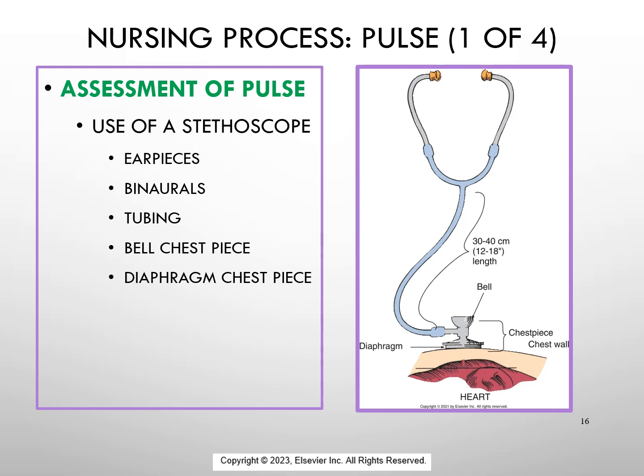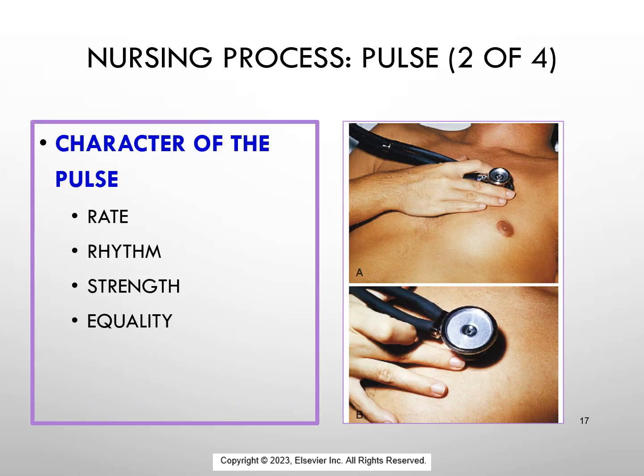That's usually for your apical pulse, which is on your chest. You want to use your stethoscope to get the apical pulse. We'll practice that in lab. See, there's the apical there. Well, they're getting a pulse there.